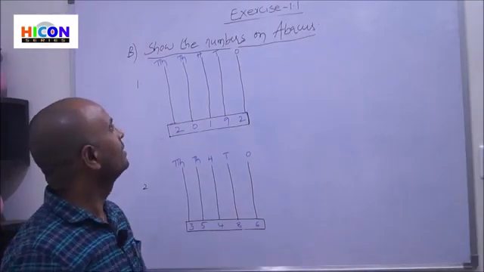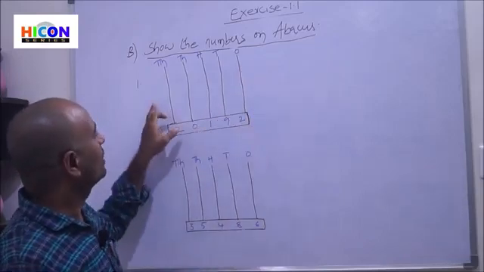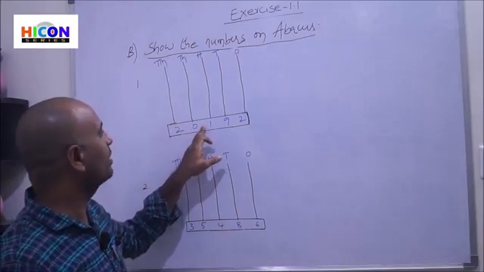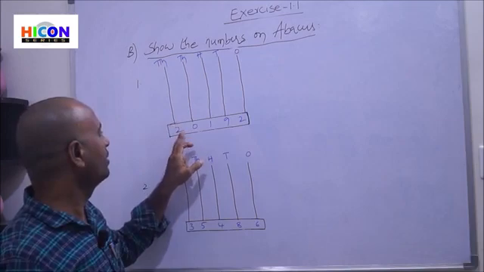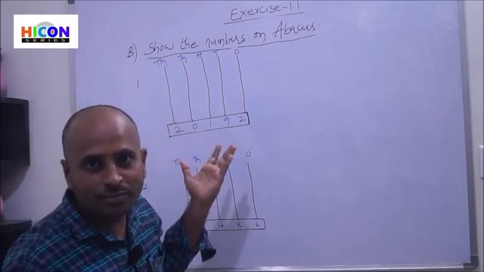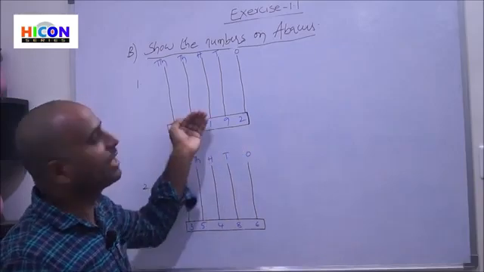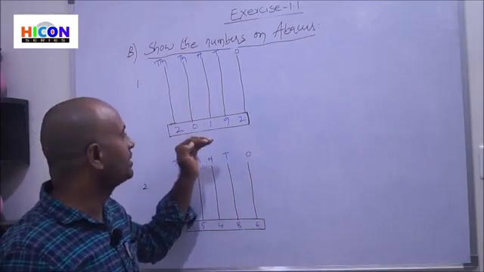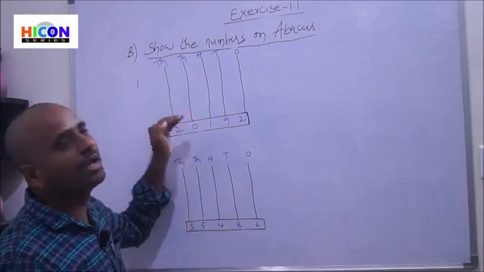So children, this is another model on the abacus. In this model, we have to represent the given number on the abacus. That means we have to draw the beads according to the given number. In the previous problems, we wrote the number from the abacus. In this model, we have to draw the beads from the given number. That means we have to show the number on the abacus.